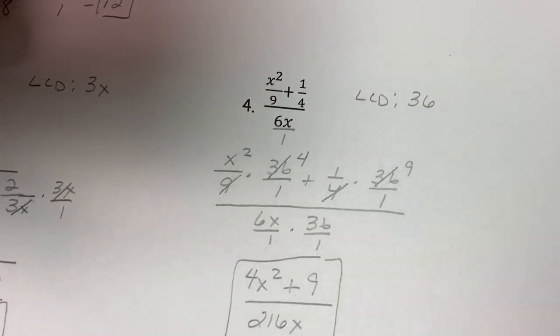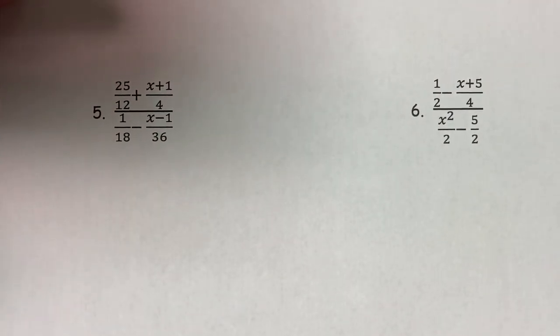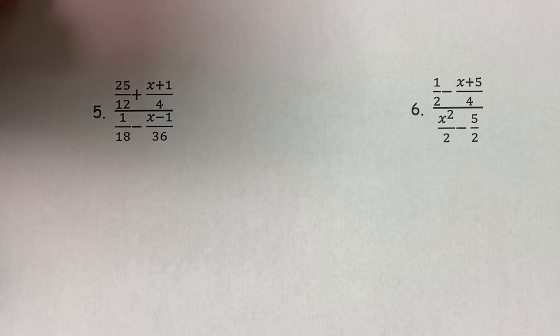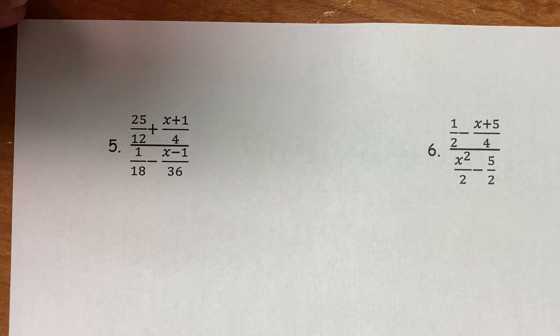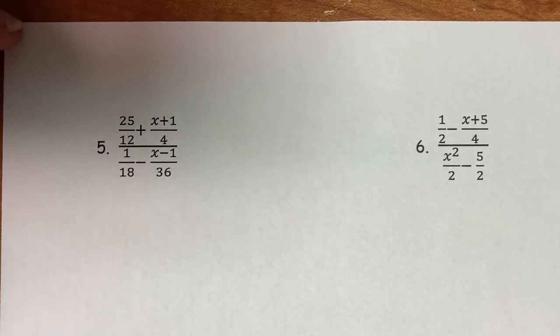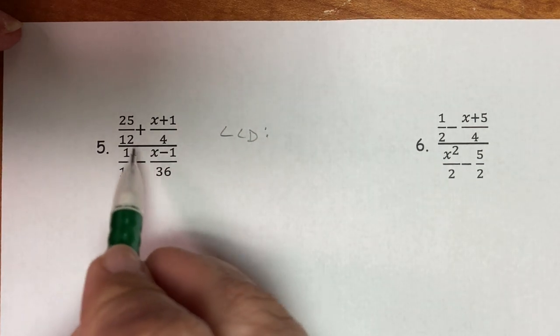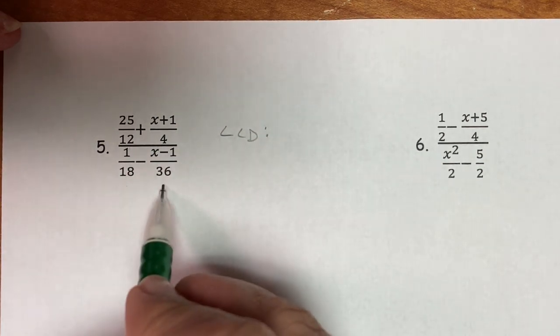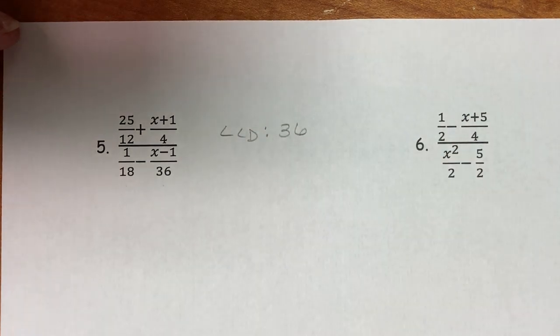All right, we got a couple more on the next page. Don't panic. You don't need all the room for each one of them. Each one of these has 4 fractions, but it's done exactly the same way. So I'm going to do number 5 with you, and then I'm going to leave you to do number 6 alone. If I look at all the fractions in number 5, 12, 4, 18, and 36 are all of the denominators. The lowest common denominator of all of those is 36, because 12, 4, and 18 divide into 36.